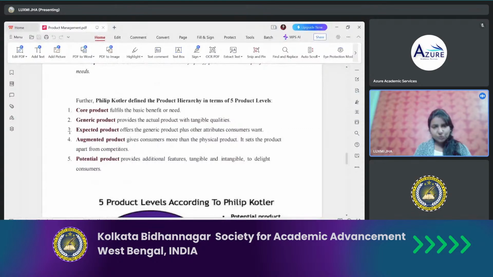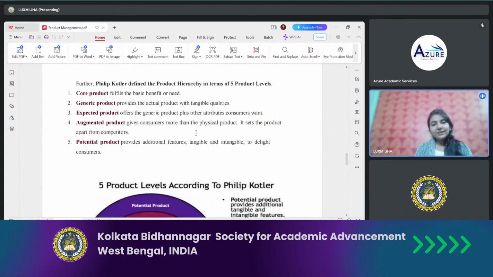Now again, we talked about this hierarchy and these layers, but very quickly we'll summarize. The core product fulfills the basic benefit or need. The generic product provides the actual product with tangible qualities, which we read as a tangible product. The expected product gives you the main benefit and also other attributes the consumer wants. If you're buying a sweater, obviously its need is to protect one from the cold. Then comes the augmented product, which, on and above the product, adds some other satisfaction level to the consumers. It can be product plus services, services plus services. It can come in any form.